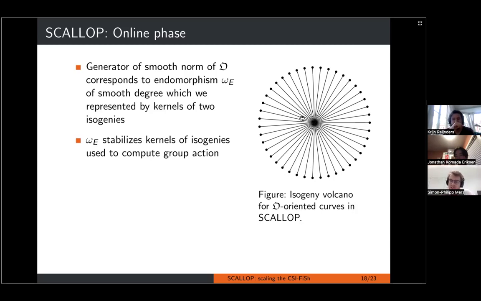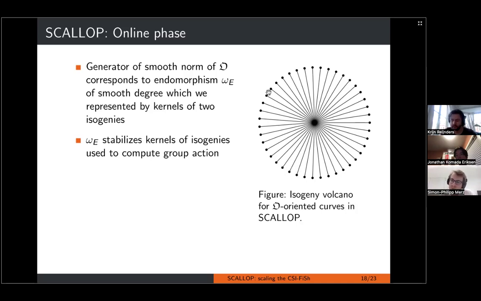In the center, there is the curve E0 that's oriented by the O0, so with a trivial class group action. So the crater is really just a peak in this case. And then the outer circle is all the O-oriented curves. That's the curves between which we walk horizontal isogenies in SCALLOP.